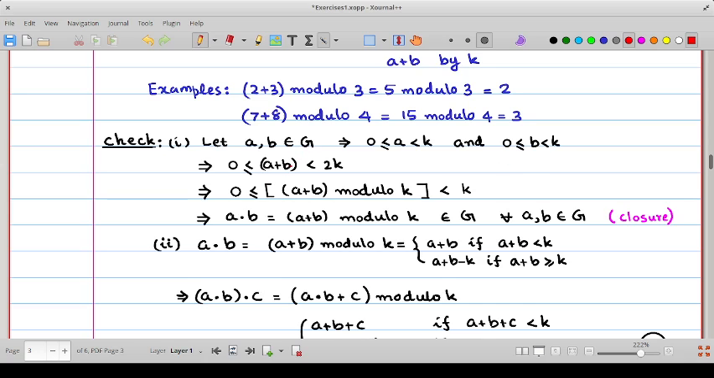First, we note that the lowest value of A plus B is 0, when both A and B are 0. The highest value is obtained by adding the highest values of A and B. The highest value of A is k minus 1, and that of B is also k minus 1. So the highest value of A plus B is k minus 1 plus k minus 1, which is 2k minus 2. So I may write that A plus B is between 0 and 2k minus 1, because the smallest value is 0 and the largest value is 2k minus 2.